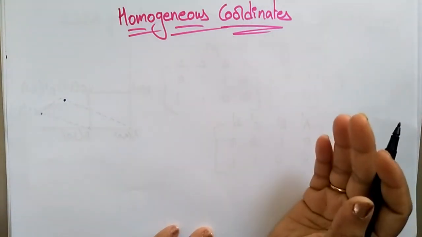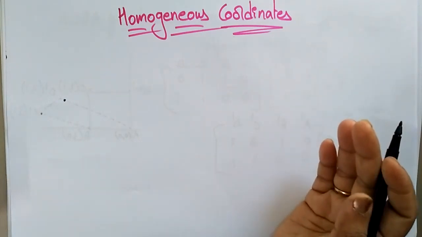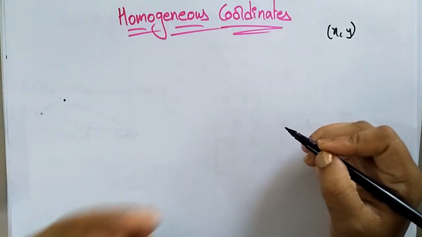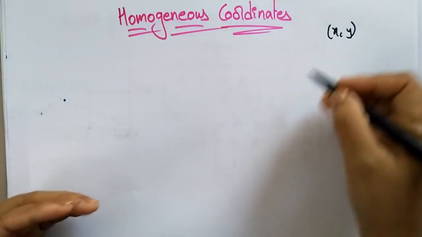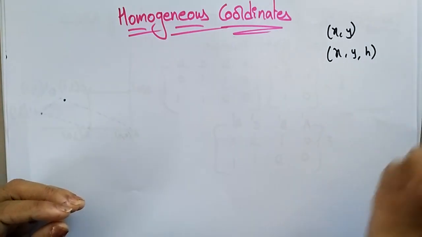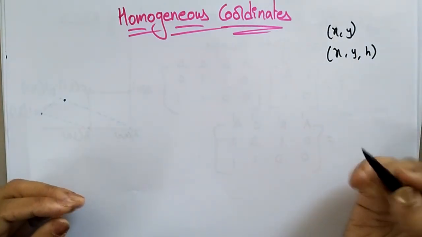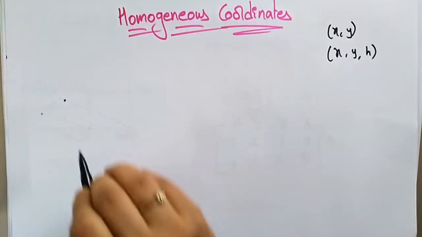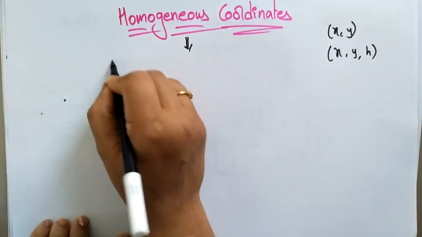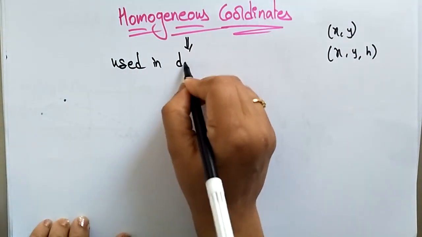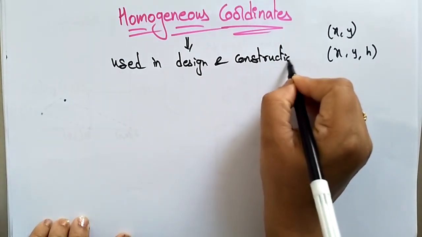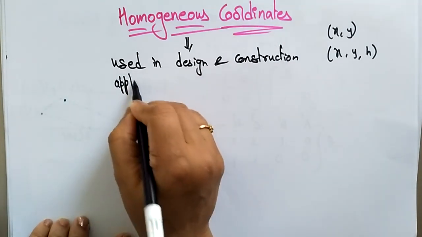Actually, the homogeneous coordinates of a point, if you take x, y as a point, can be represented as a triplet. That is x, y and some letter. Don't be confused, I'll explain. The homogeneous coordinates are generally used in design and construction applications.